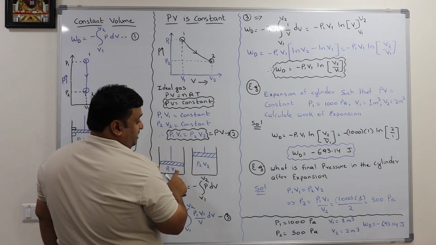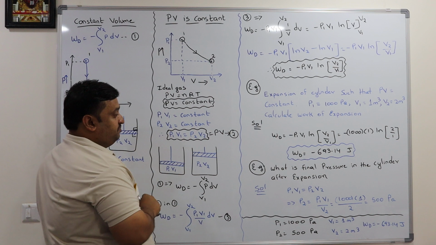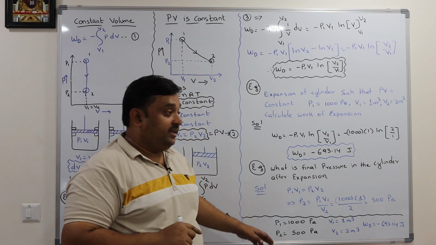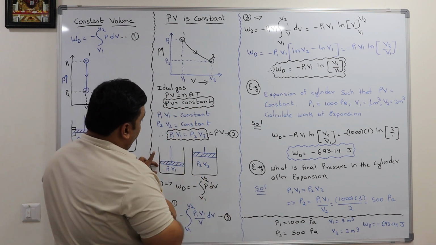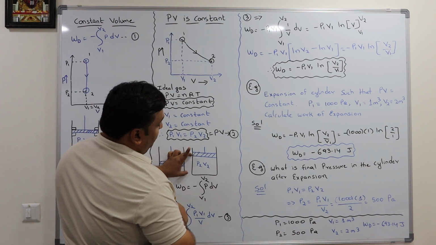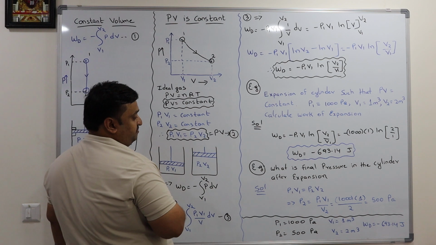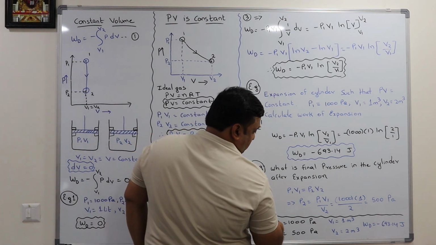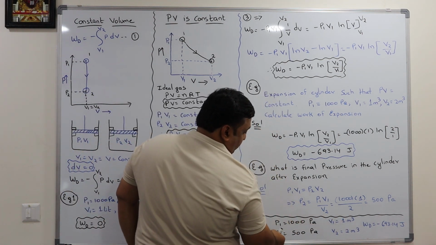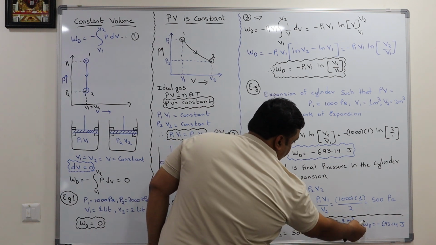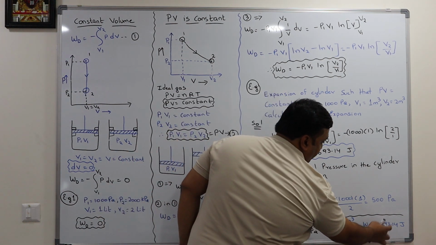That means initial pressure is 1000, final pressure is 500. Initial volume is 1 meter cube, final volume is 2 meter cube. So if the pressure is higher, volume is lower. If the pressure is lower, volume is higher. That is what this expression P1 V1 equal to P2 V2 tells. So P1 is equal to 1000, V1 equal to 1, P2 equal to 500, V2 equal to 2. The work done in this expansion process is minus.